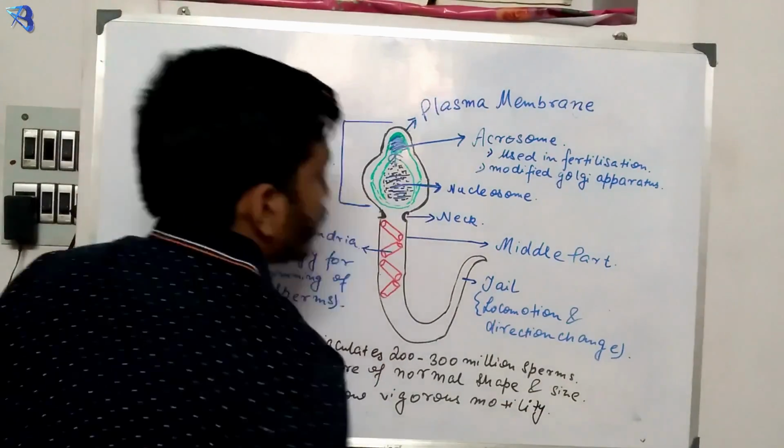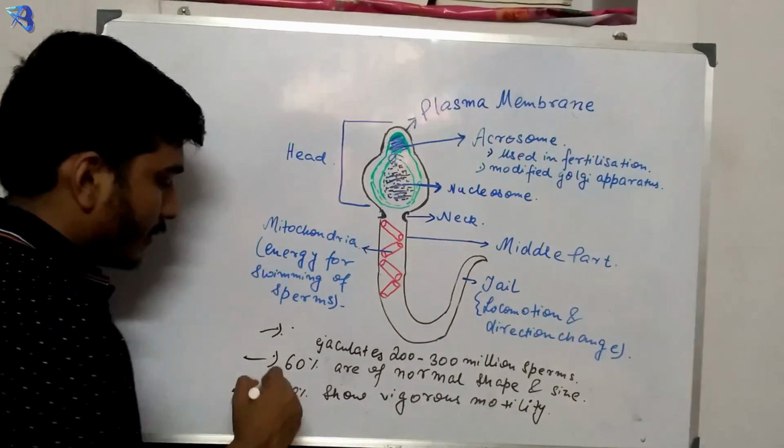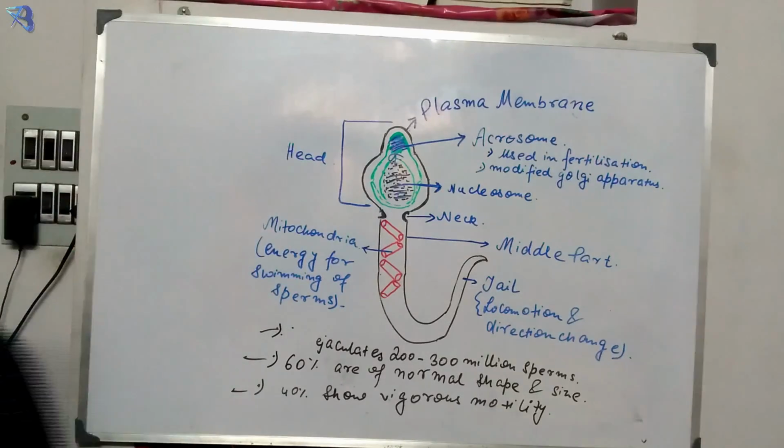Okay, so this was the total structure of sperm, and these are the three important points related to the structure of sperm. Okay, so thank you.